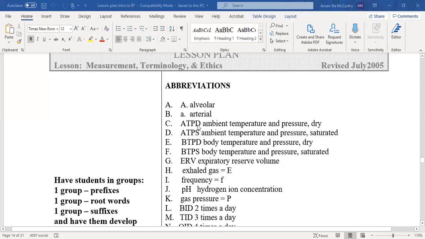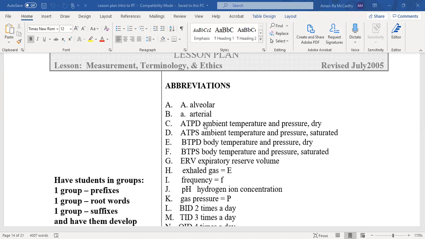All right. Look at C. C is ATPD. That is ambient temperature and pressure dry. Ambient means outside the body. Ambient is anything that's outside the body. You've got ambient air, ambient pressures, ambient humidity, all that kind of stuff. Anything outside the body is ambient. But that's important because when we start talking about aerosol and humidity, and how the humidity outside changes when it gets into your lungs, you need to know that.